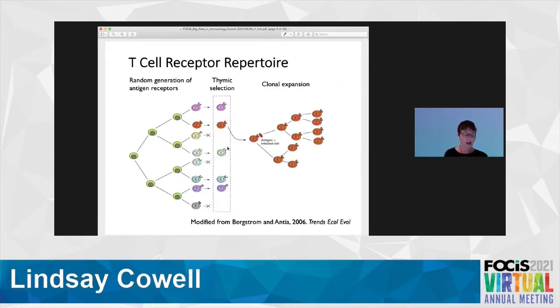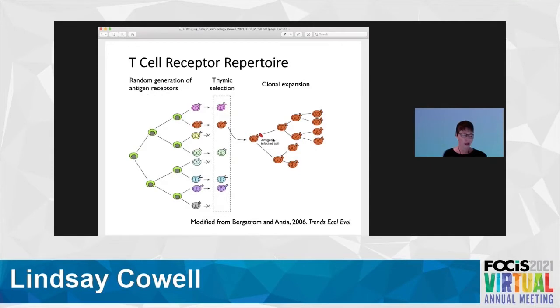After undergoing VDJ recombination, T cells undergo selection in the thymus to ensure proper TCR function. And then the lymphocytes exit the thymus and crawl around the body, sampling the antigens they encounter. And then upon encounter with their cognate antigen, they will proliferate and create a clone of cells bearing identical T cell receptors. And this is referred to as clonal expansion.